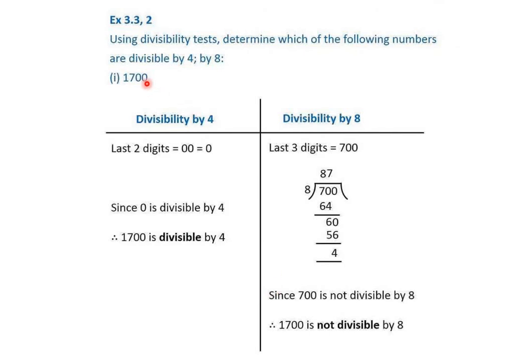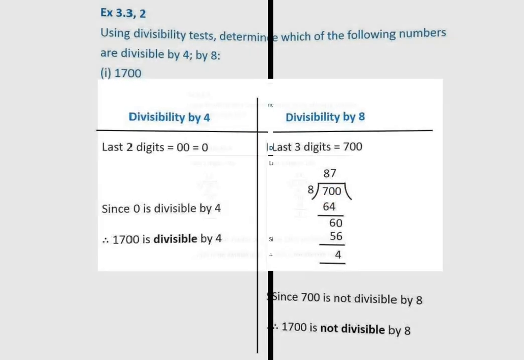In a similar manner, in the next one you could see the last 2 digits are 0, and for 0 it is obviously divisible. For 4 we need not go for the long division method, we will directly write it is divisible by 4. But for 3 digits, as the third digit is 7, we have to go for the division technique, and when division was done we could see that the quotient is 87 and remainder is 4. Because the remainder is 4, we have not received 0, so we can say that the given number is not divisible by 8.